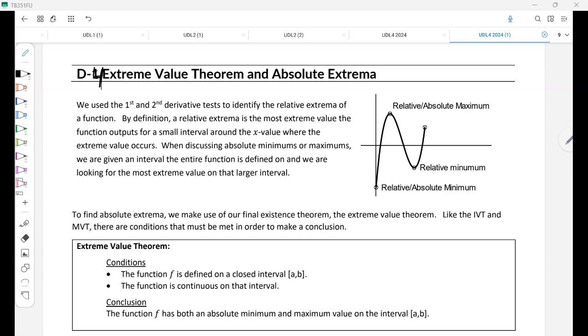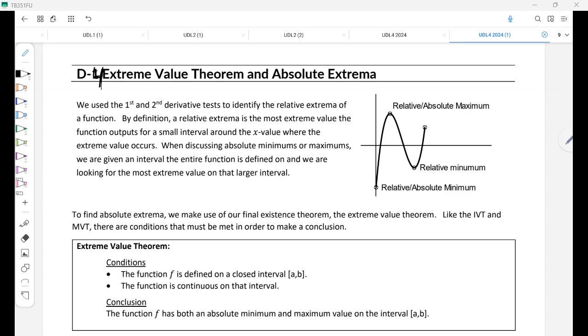So we got D4. We have our last VT, the extreme value theorem. A lot of differences between this one and the other two. The other two kind of fit in the same category. We'll talk a little bit about that as we go along. And really the EVT fits along with this question where we talk about absolute extrema.